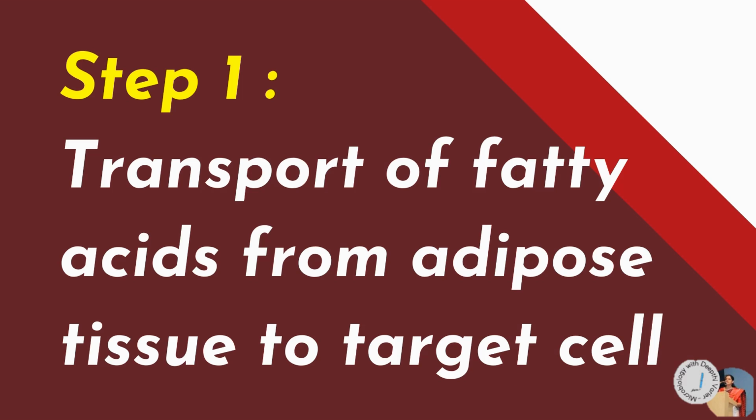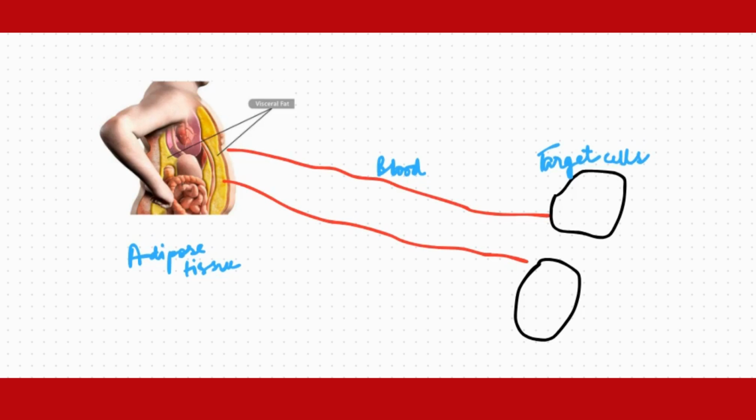We'll see how. Now the first step of beta oxidation is the transport of the free fatty acids from its place of storage, which is in the adipose tissue, to the target cells. Now the target cell could be a liver cell or a skeletal muscle cell or a heart cell, or actually speaking any cell which can carry out beta oxidation, which has the enzymes for beta oxidation.